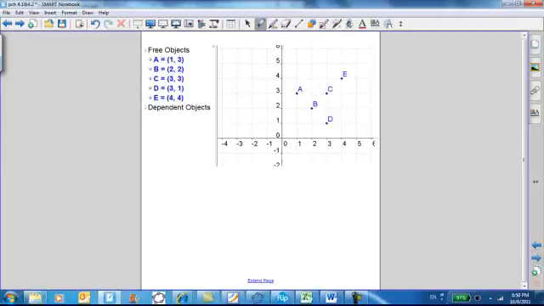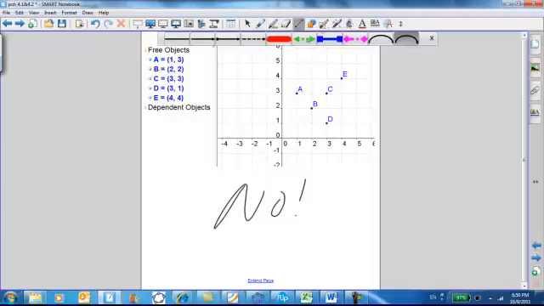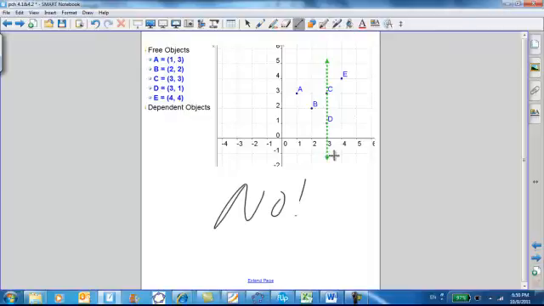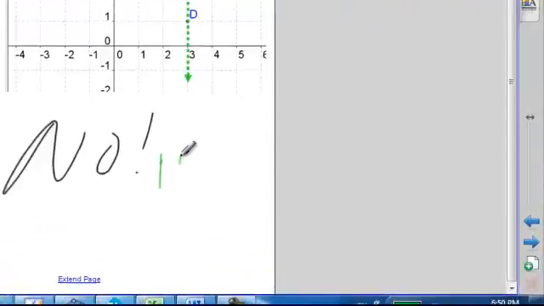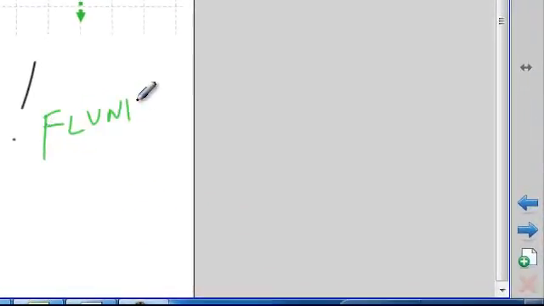How about here? Is this a function? No. It flunks what we call the vertical line test. We can make a vertical line here that passes through 2 of the points on the function, and therefore it flunks the vertical line test. If any vertical line crosses the function more than once, then it is not a function.